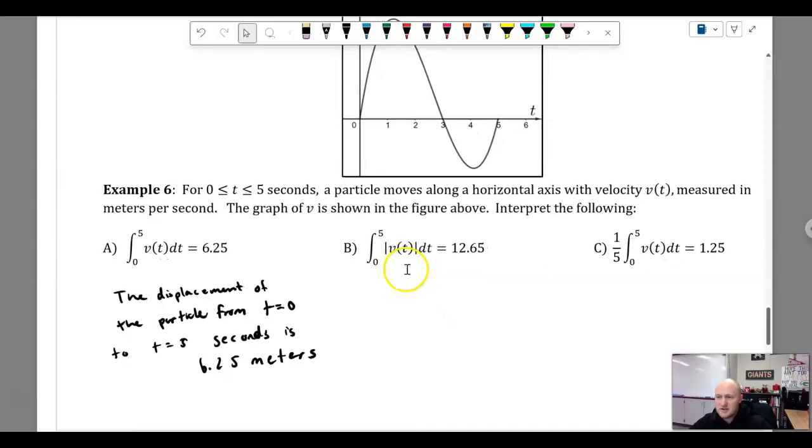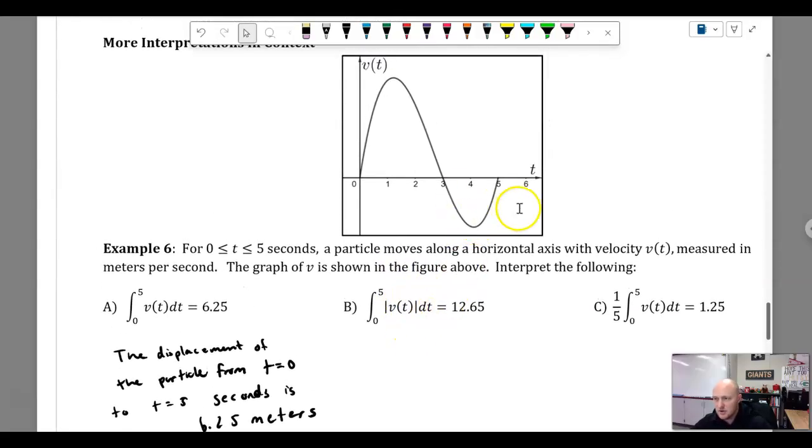B, how is B different? Well, I'm taking the absolute value of velocity, and really what this does to my curve, and I'll put this in red here, is it's going to take this portion of the curve, and instead of being negative, it is now positive, right? So the amount of distance I would go left, I am now going right. And so this is total distance.